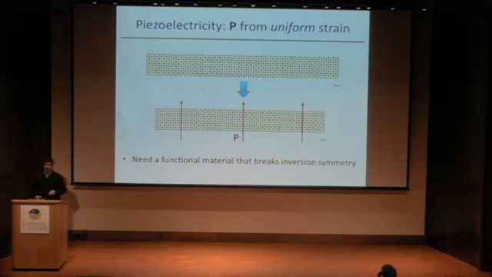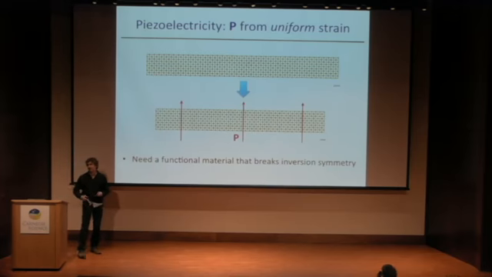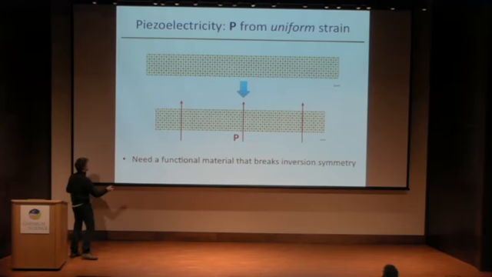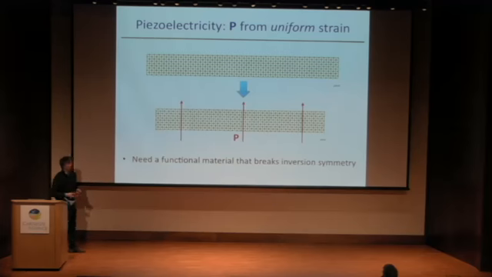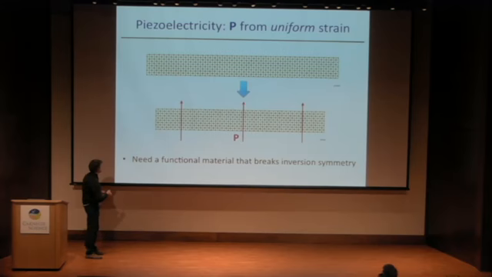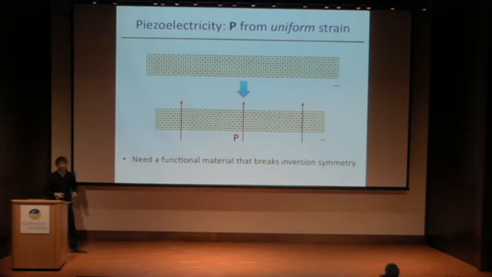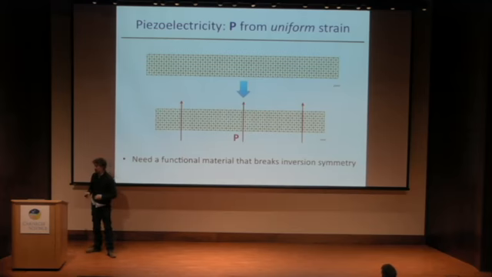So essentially, flexoelectricity is a close cousin of piezoelectricity, which you're all familiar with, which is the response of a system to a uniform strain. If you take a slab and you compress it in plane uniformly, you get a polarization out of plane. But you need a functional material, of course, that breaks inversion symmetry, because a strain itself does not break inversion symmetry. So it doesn't work for any material.